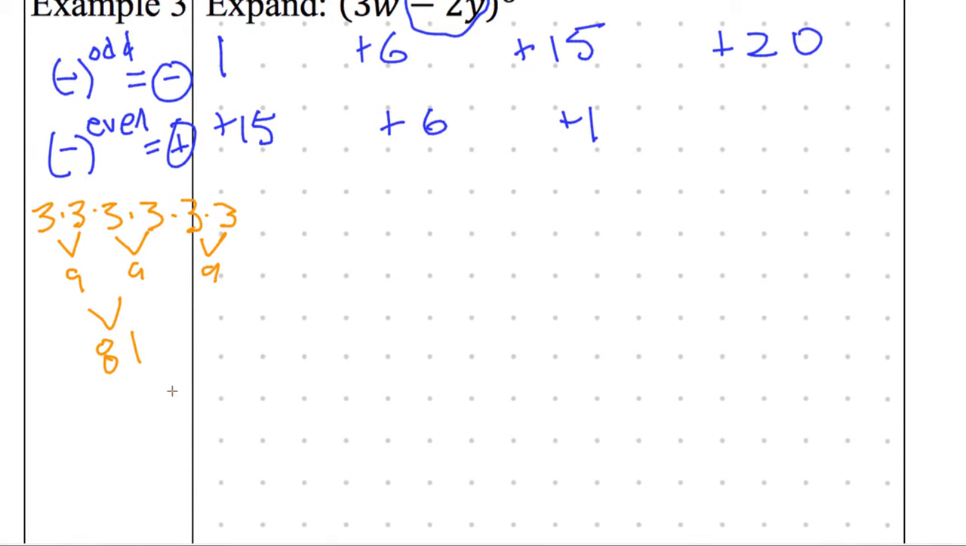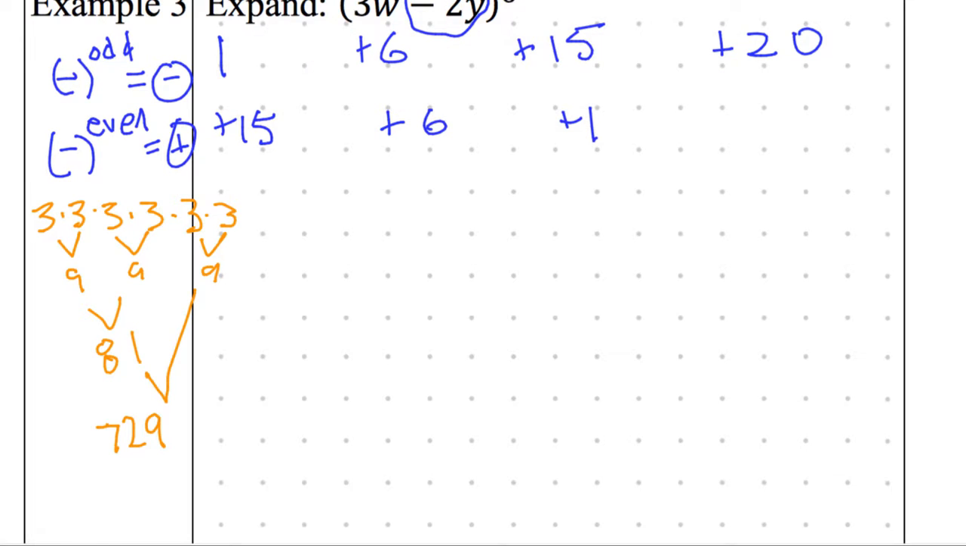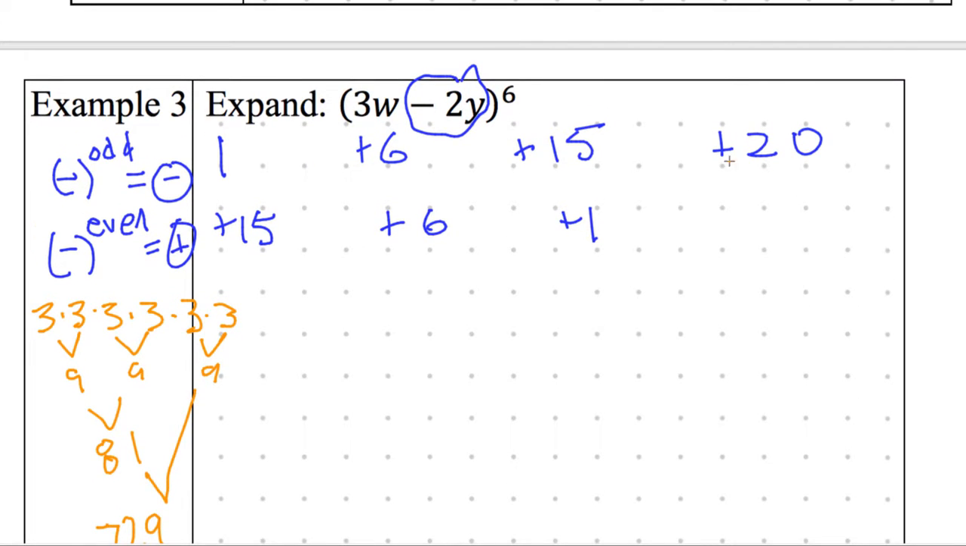81 times 9 here. Can I do this in my head? 9 times 1 is 9. 9 times 8 is 72. Going out, 72. So that means these two combined to form 729. I don't trust myself, so I'm going to use my calculator to check. 3 to the power of 6 is 729. Nice. Alright, so coming all the way back here, this is now going to be 729w to the power of 6.